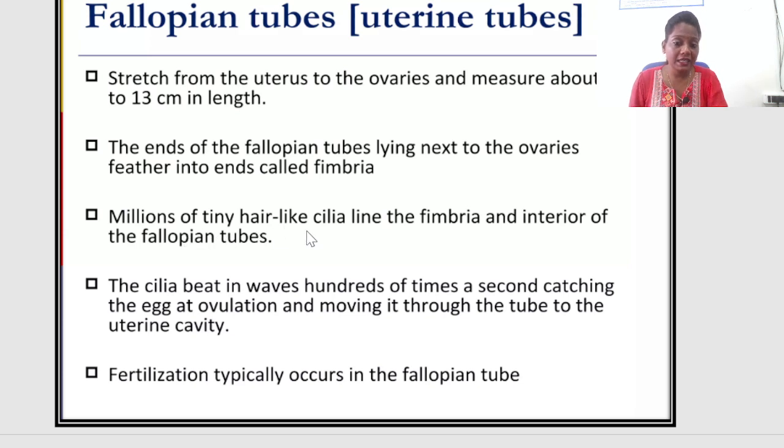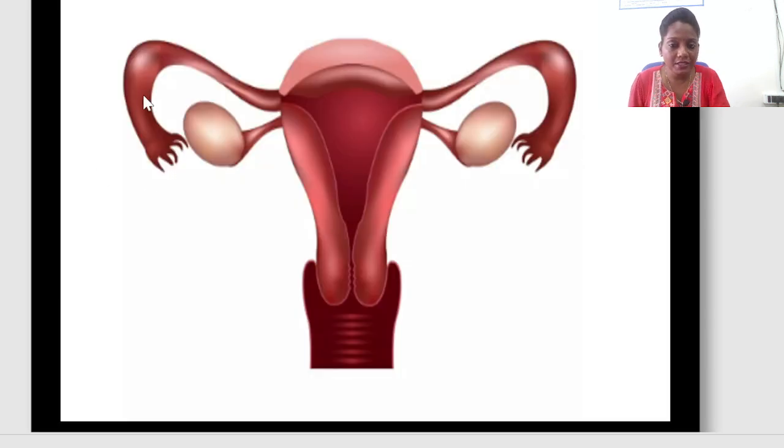Millions of tiny hair-like cilia structures will be there inside the fallopian tube. What is the major importance of that cilia? It helps to move the blastocyst from the fallopian tube to the uterus. It pushes the fertilized egg towards the uterus and helps with implantation. So fimbriae help in capturing the ovum, and cilia help in moving the fertilized egg towards the uterus.